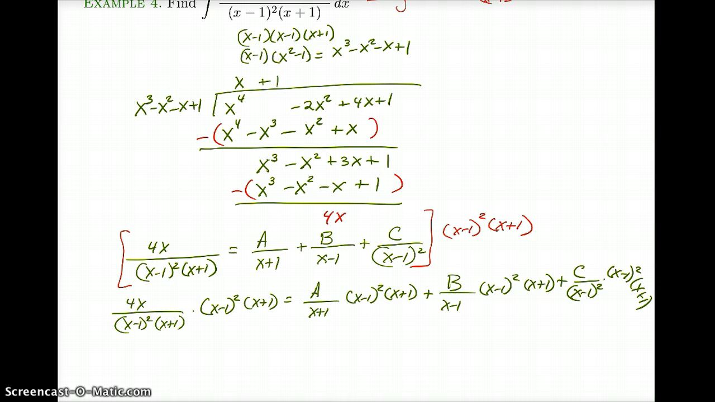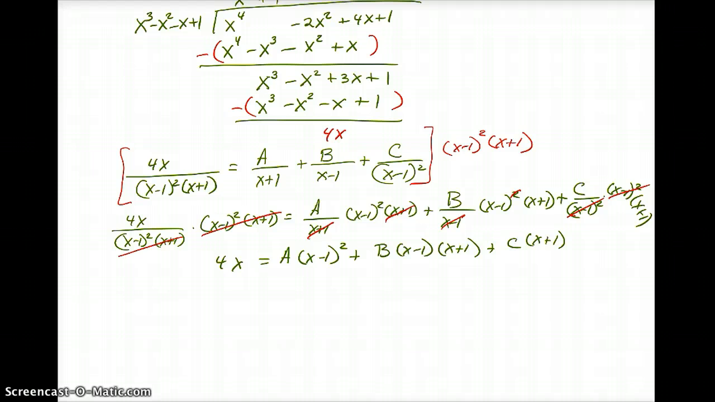Then we cancel, so the whole thing cancels over here, and x plus 1 cancels there. One of the x minus 1's cancels for the B term, and both x minus 1's cancel for the C term. So I'm going to end up with 4x on the left-hand side, A times x minus 1 squared, plus B times x minus 1 times x plus 1, and then C times x plus 1.